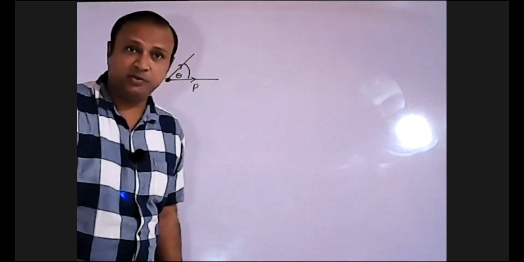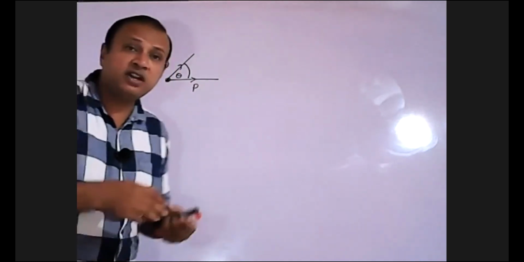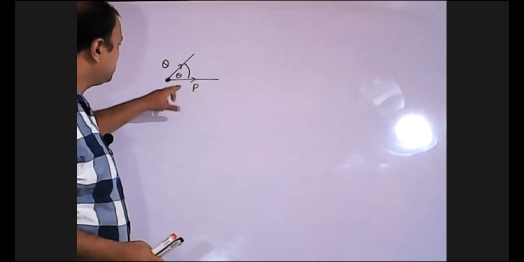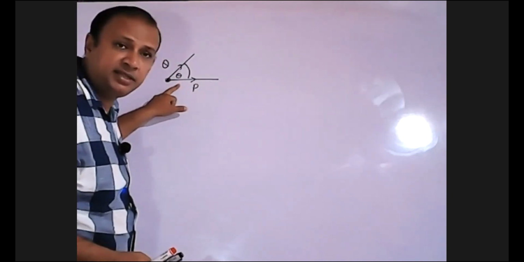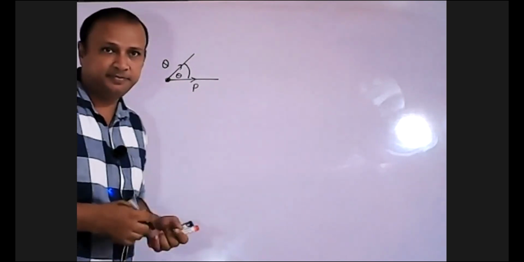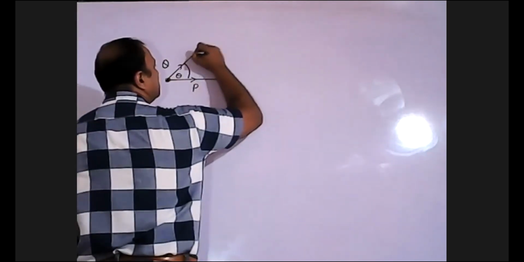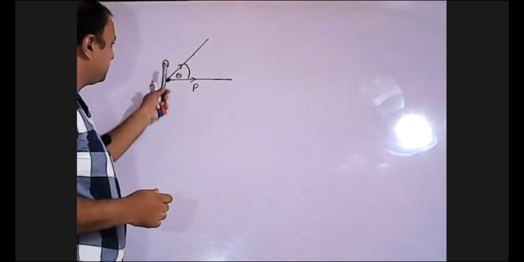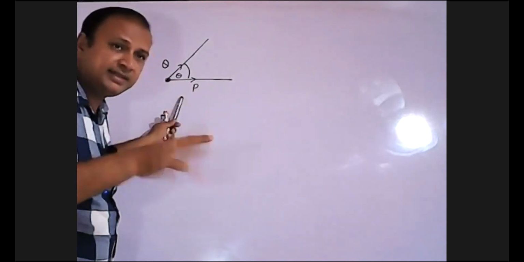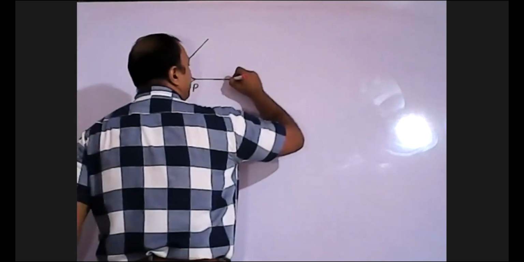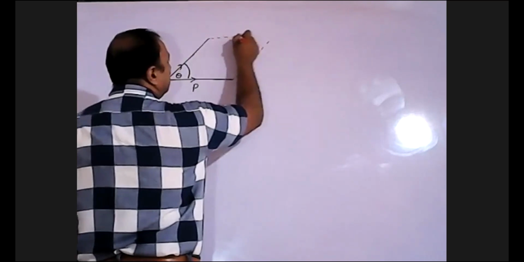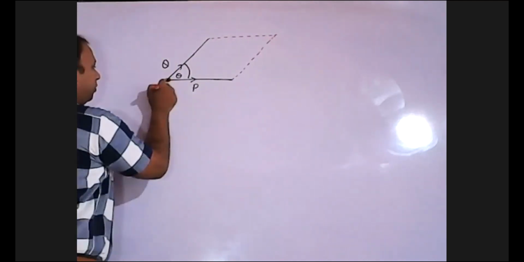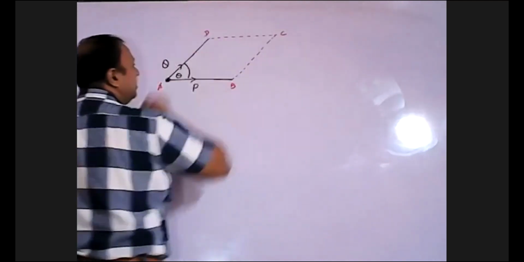Therefore, we did some construction. What is the construction? We have constructed a parallelogram using these two forces. You can select these two forces as the adjacent sides of a parallelogram and construct a parallelogram. Suppose these two sides are the two adjacent sides, then I can construct a parallelogram. This is how we construct the parallelogram. Suppose these points are A, B, C, and D.